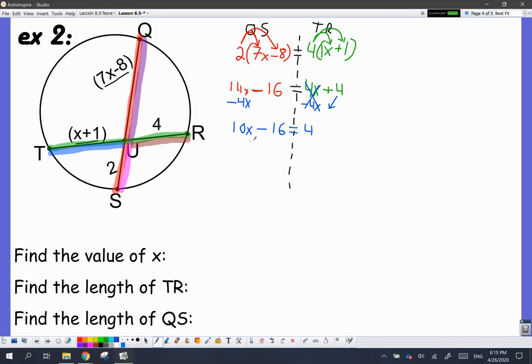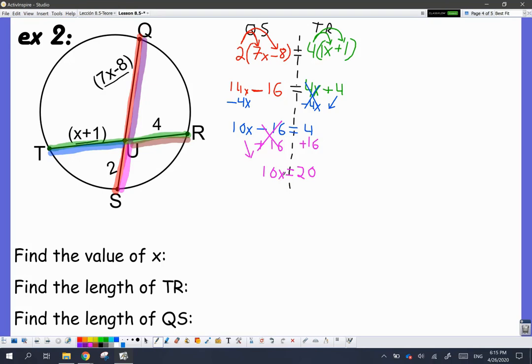Now, since all of my x is on the left-hand side, I want to cancel out the minus 16, move that to the right-hand side. Since this is minus 16, to cancel out minus, I add. I'm going to add 16, and I do that to both sides. So this cancels out. I have 10x. I bring that down. I didn't do anything with it. And over here, 4 plus 16 gives me 20.